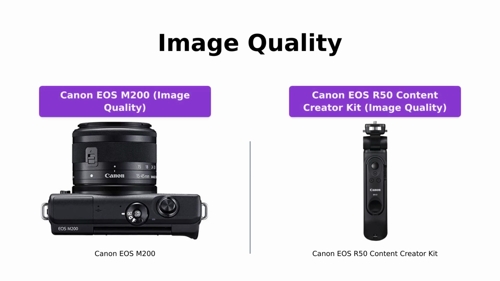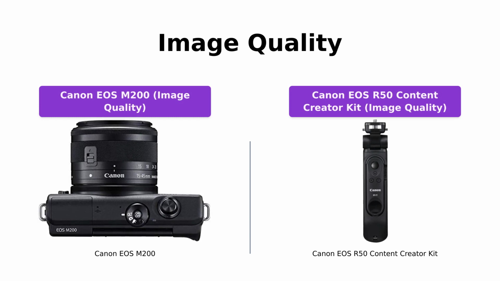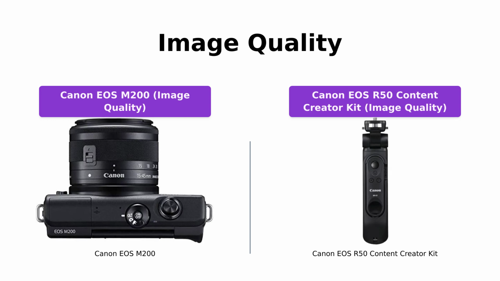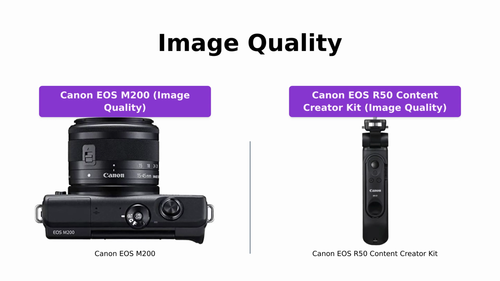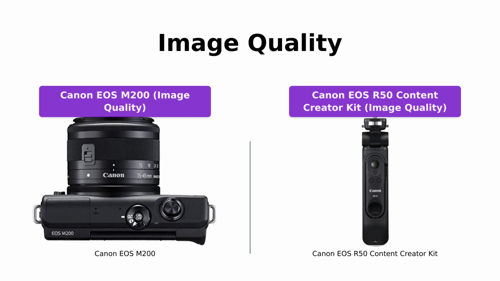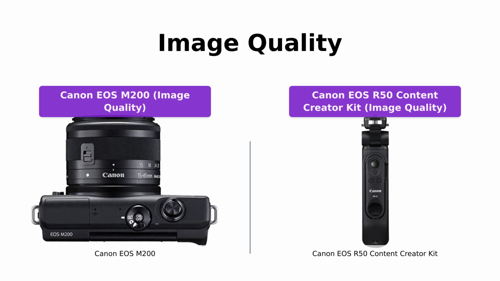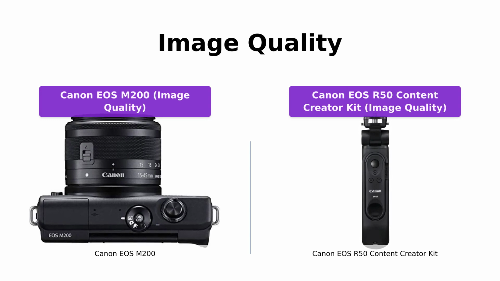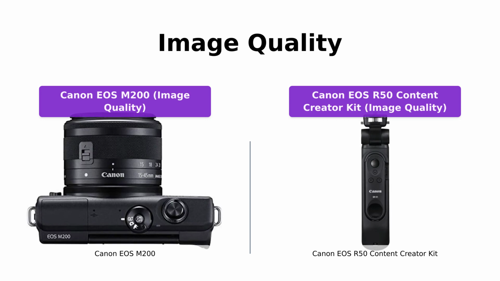In terms of image quality, both cameras deliver stunning results. The Canon EOS M200 boasts a 24.1 megapixel CMOS APS-C sensor, while the Canon EOS R50 Content Creator Kit features a 24.2 megapixel CMOS APS-C sensor along with a Digic X processor. You can expect crisp and vibrant images from both cameras.